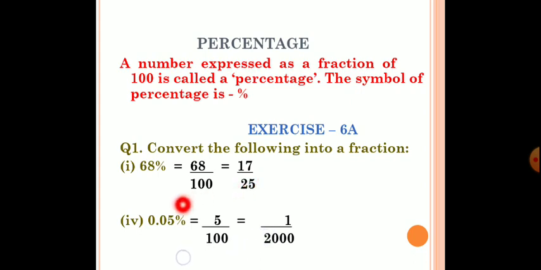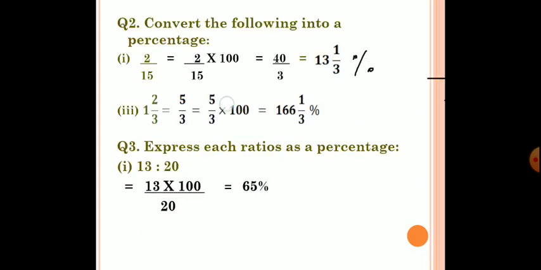Next, number 4, 0.05%. So let us first convert this decimal into a fraction. So since 5 is in the 100th place, we will write it as 5 by 100. Now percentage is there, so we'll write it as divided by 100. I have not mentioned it over here. You can note it down in your copy. We will write it as 5 by 100 divided by 100, which is equal to 5 by 100 into 1 by 100. So if I cancel 5 and 1 of the 100, what is remaining is 1 by 2000 as the answer.